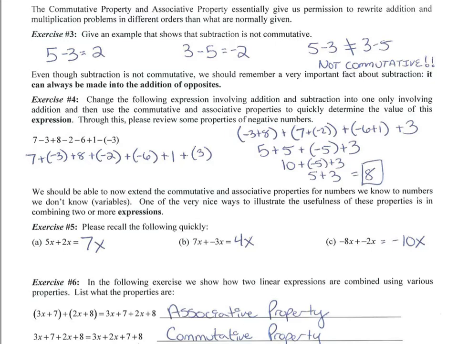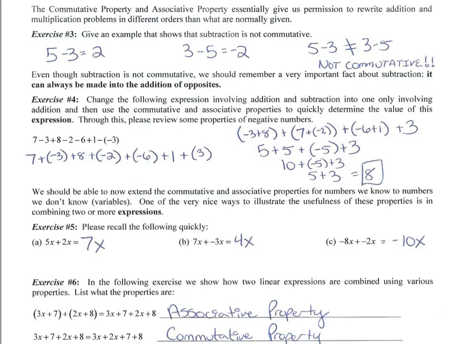Let's look at exercise 4. Change the following expression involving addition and subtraction into only involving addition, and then use the commutative and associative properties to quickly determine the value of the expression. Through this, please review some properties of negative numbers.